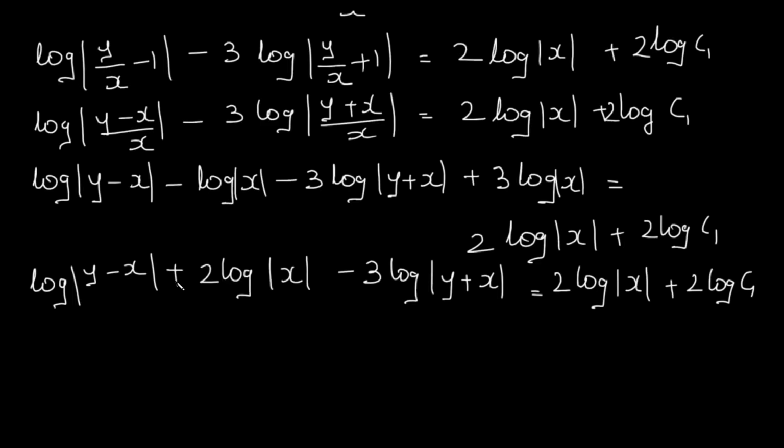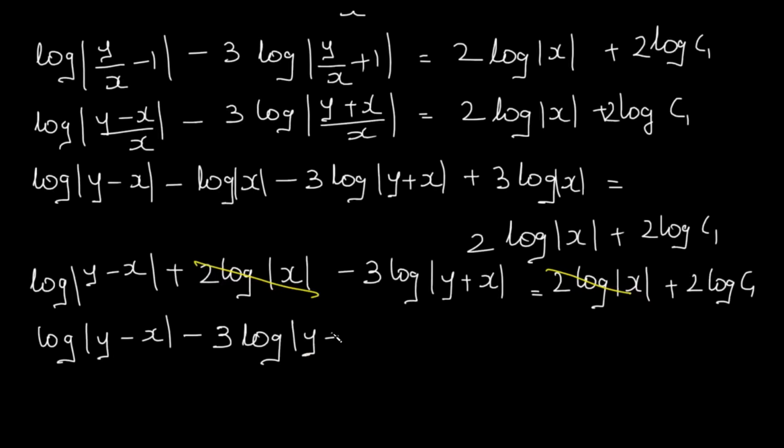Okay, then 2 log x and 2 log x on both the sides get cancelled out. So we can just cancel out these 2 log x terms over here because they are similar, and then we get the remaining part of the answer, that is it. Now minus 3. Okay, let us write this first properly and then I'll tell you what to do.